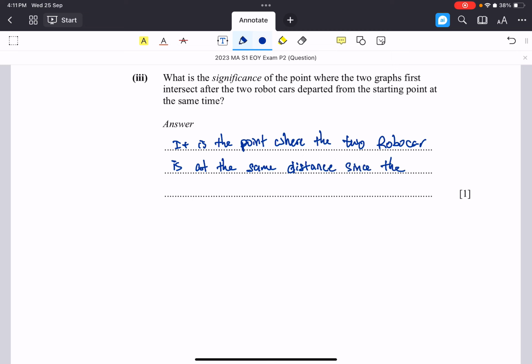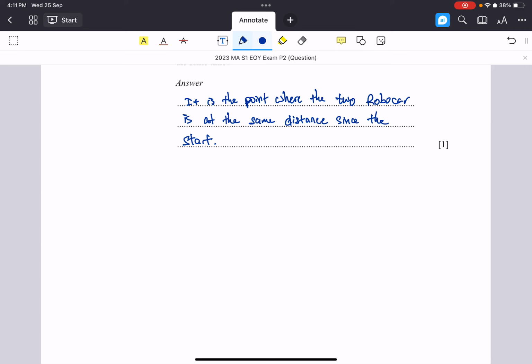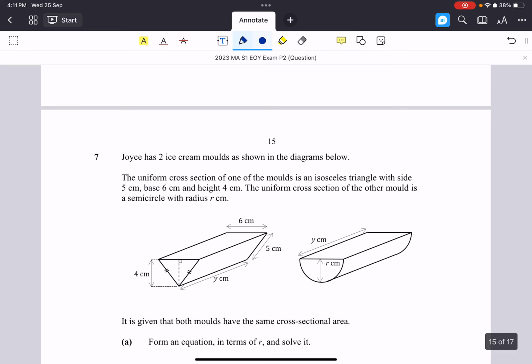Since the start, right? So it's the first time they meet, right? Because you look at the graph, they actually meet a few times. So this is the place where they first intersect. First intersect is where they are the same distance. The first time they are the same distance again since the beginning, the start. Okay. Right. Moving on. Question 7.